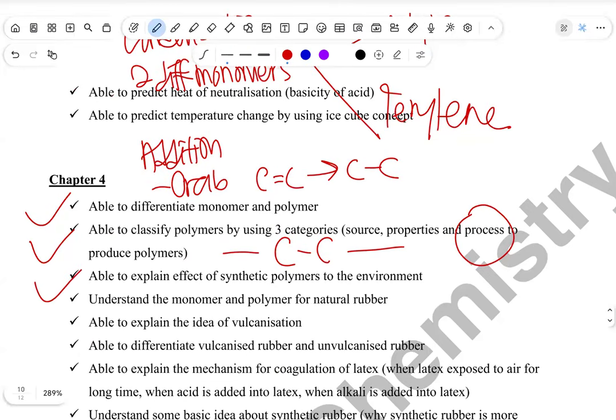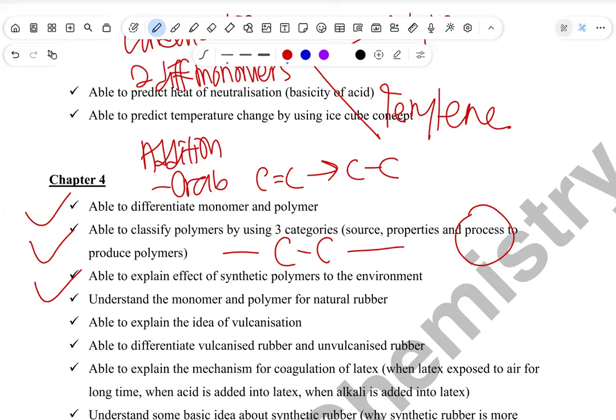What are the effects of synthetic polymer to the environment? Synthetic polymer, one of the biggest issue is they are non-biodegradable. They cannot decompose naturally. So if they go into the drainage, they go into the longkang, they can cause blockage and they can cause flash flood. If they go into the river or ocean, they might be eaten by those animal or any water aquatic life, and they might kill them.